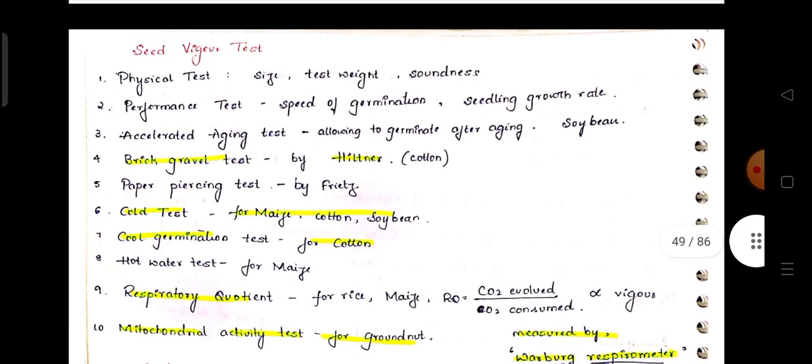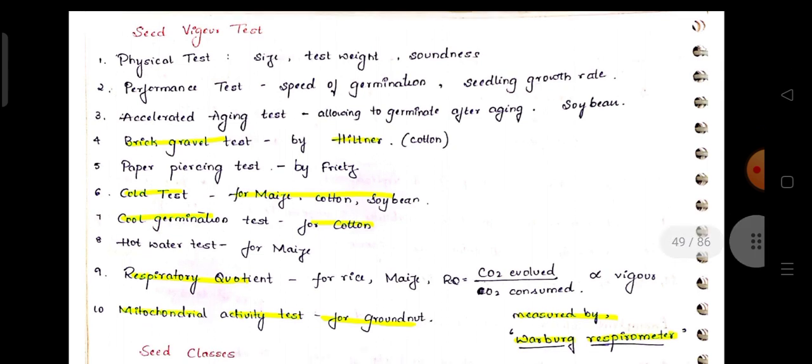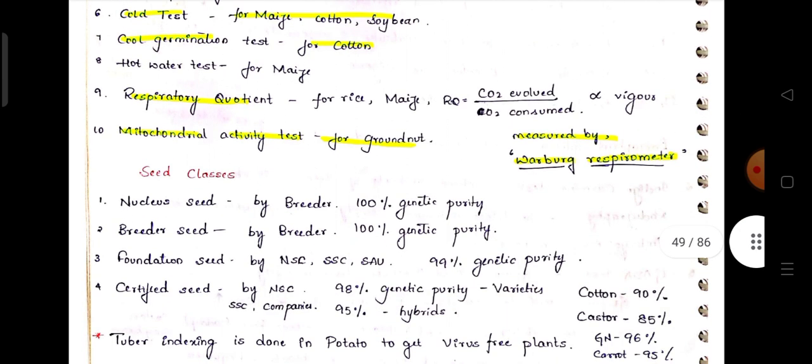Coming to seed vigor test, here physical test is used for size, test weight and soundness. Performance test is for speed of germination and seedling growth rate. Accelerated aging test for allowing to germinate after aging like in soybean. Brick gravel test given by Hiltner in cotton. Paper piercing test by Fritz. Cold test for maize, cotton, soybean. Cool germination test for cotton. Hot water test for maize.